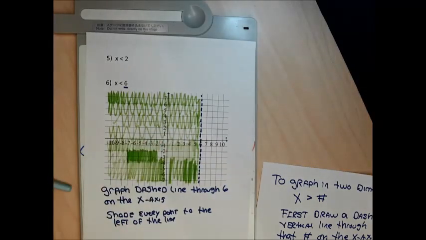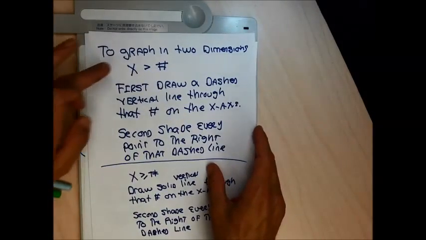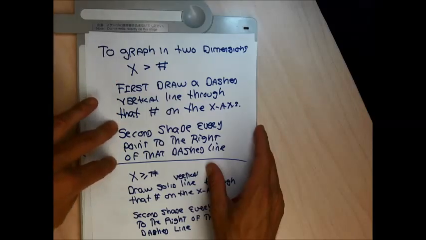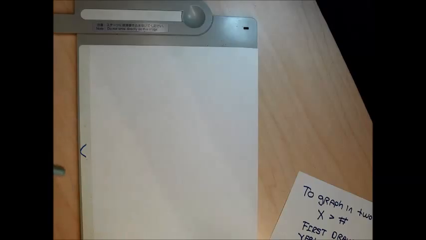So to graph a line in 2 dimensions that has an x less than, first I'm going to draw a dashed vertical line through that number on the x-axis, and then I'm going to shade every point to the left of that dashed line. I don't know that I need to write that down, but I'm going to write it down anyways.